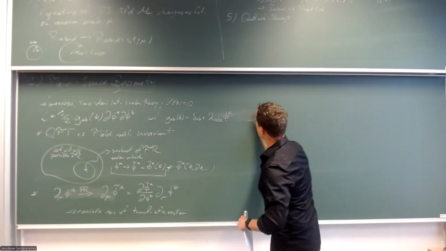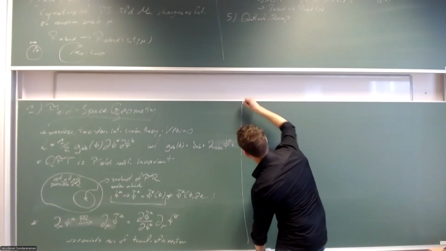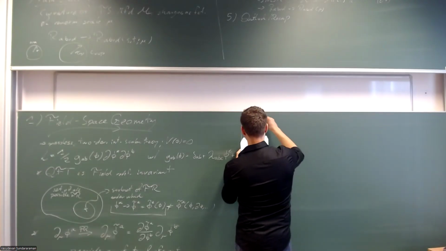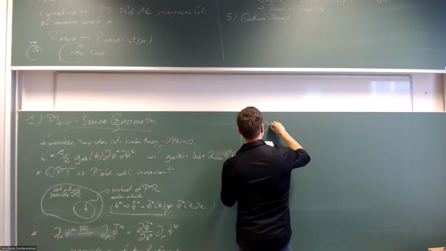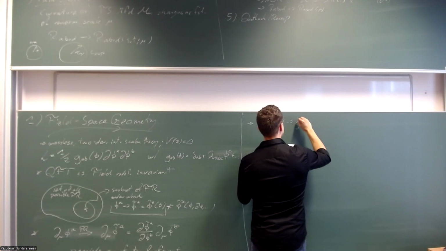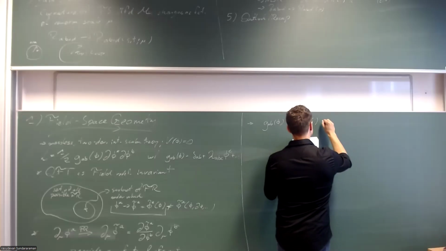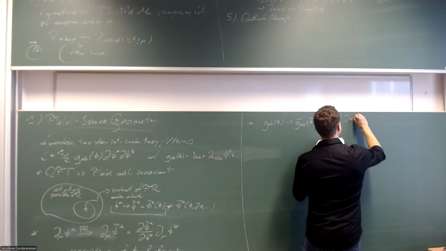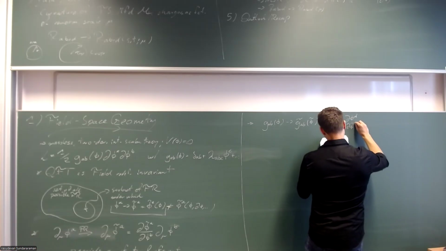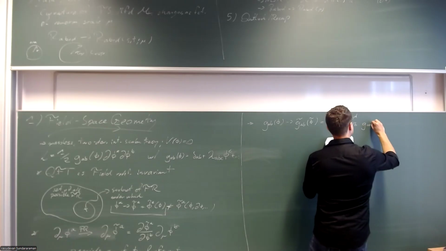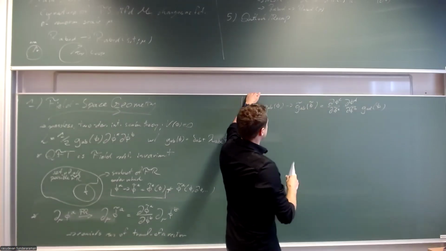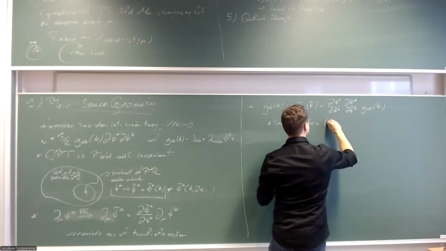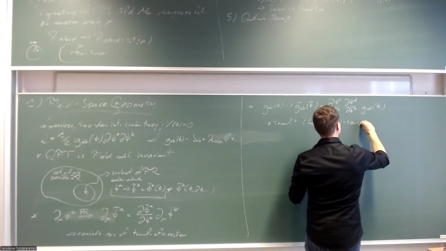Now we can look at, under this subset of field redefinitions, what happens to our G_AB. So under the special subset of transformations, G_AB goes to G tilde_AB, which is just given as d phi C over d phi tilde A, d phi D over d phi tilde B, G_CD of phi. So here we see G_AB transforms like a (0,2) tensor.